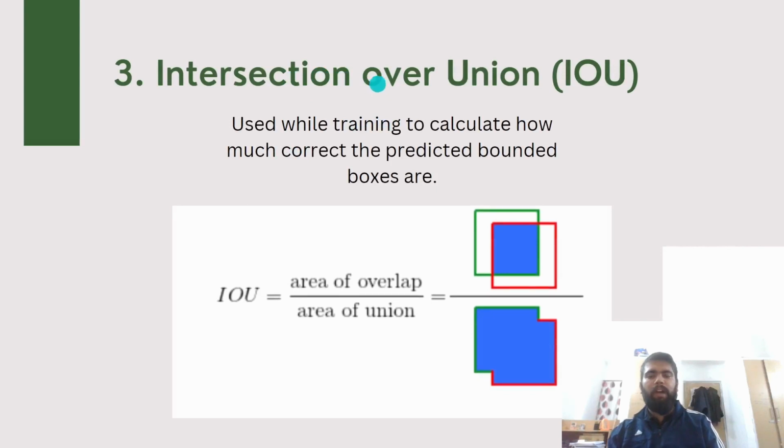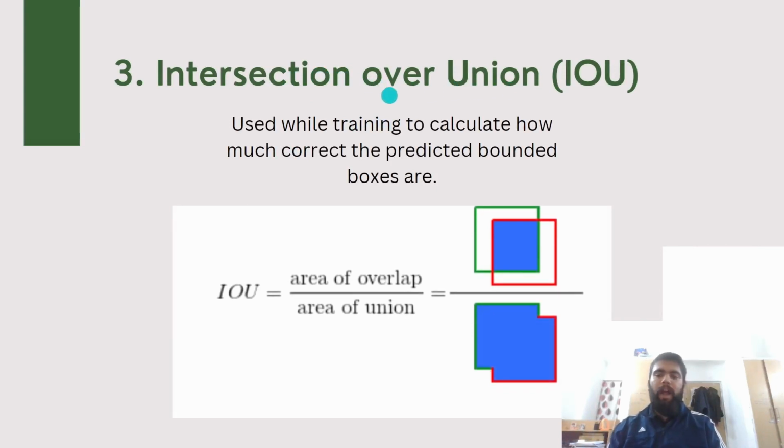Now coming to the third part, which is intersection over union. What happens here is that intersection over union gives us how correct our prediction was. So we know the ground truth. Let's say the green box was the ground truth and it shows us the actual position of the object. We have this prediction box, which is the red box. What IOU does is it calculates the area of the overlap, the area of the intersection of these two boxes, divided by the area of union. It gives us this ratio.